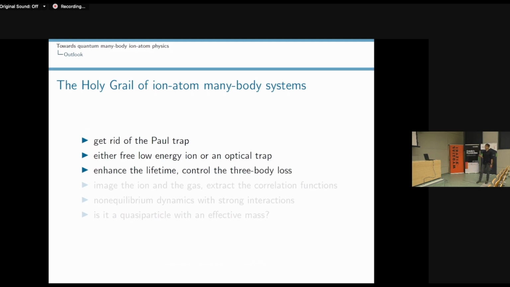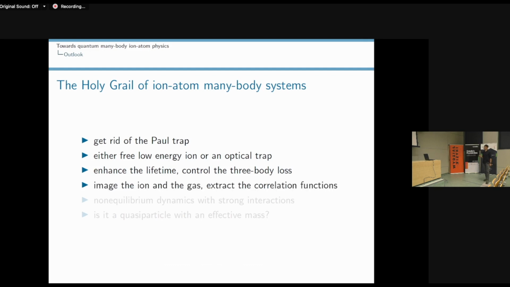Then we expect that the lifetime of the ion would be limited by the three-body loss, which could potentially kill the whole experiment and prevent us from seeing the polarons. But this three-body loss typically can be controlled to some extent by the gas density and by the interaction strength, by the Feshbach resonance. So there are prospects for finding a sweet spot like that.